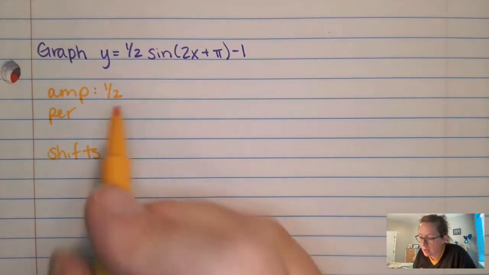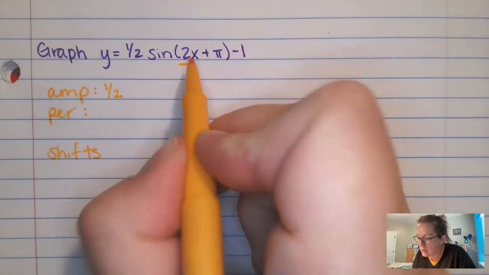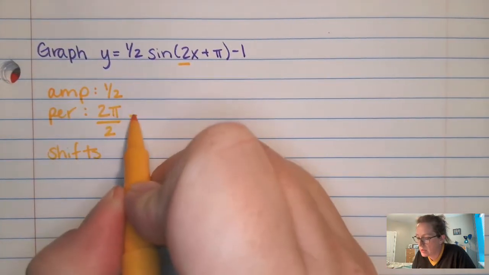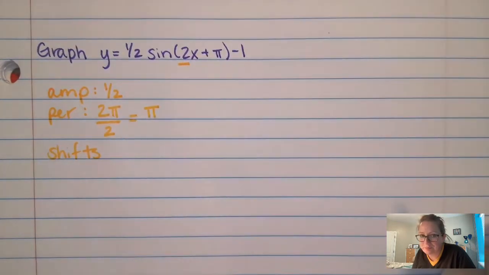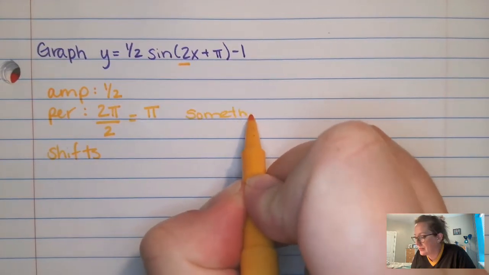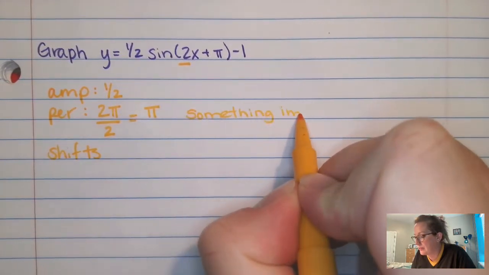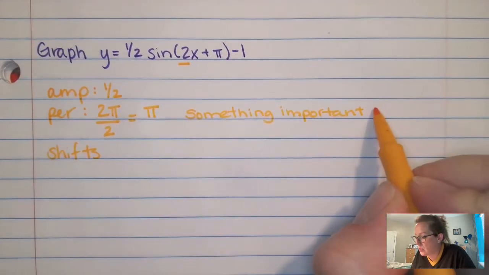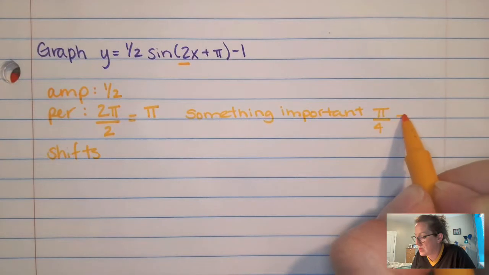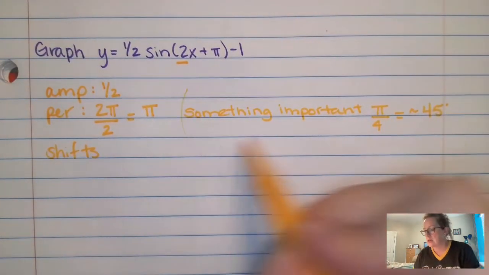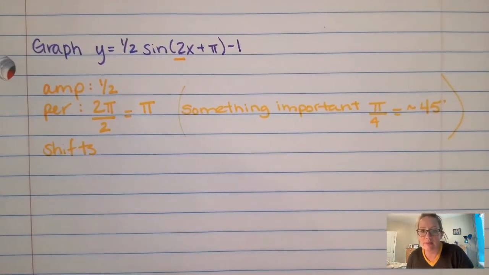Our period, we remember it's right here. We're going to take our 2 pi or 360 and divide by that number, which is 2, so we get pi. Okay. So something important happening every pi over 4, which is equivalent to 45 degrees, okay? Just something to help us when we're graphing this thing.